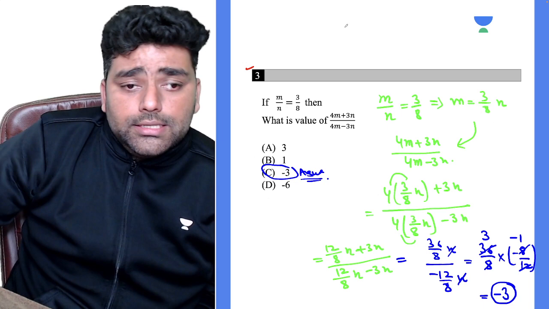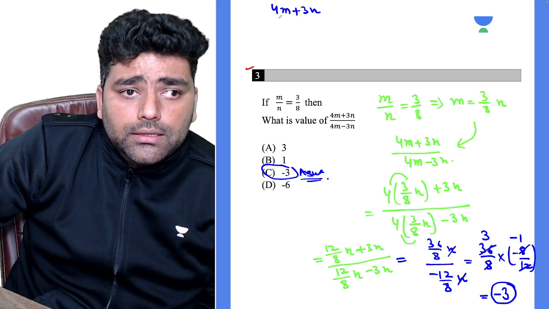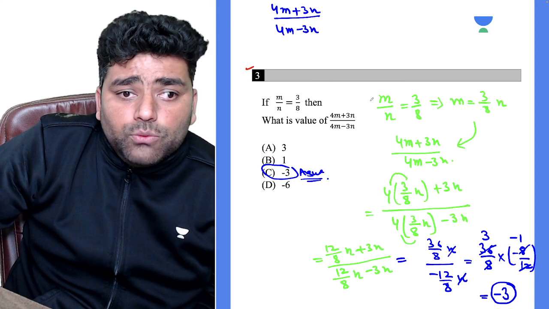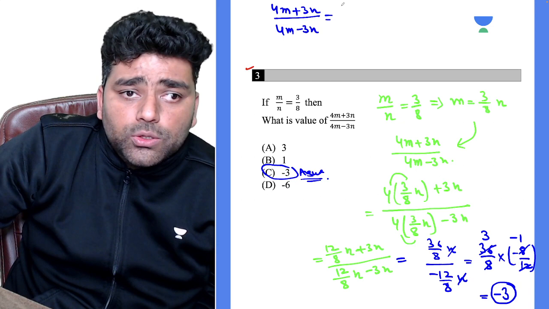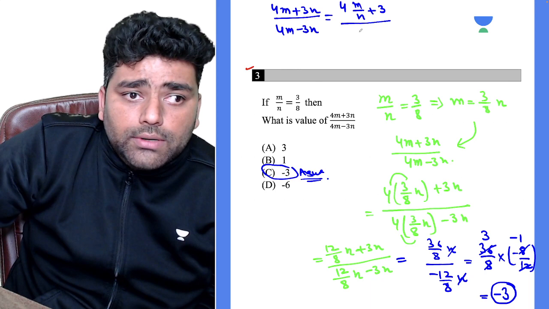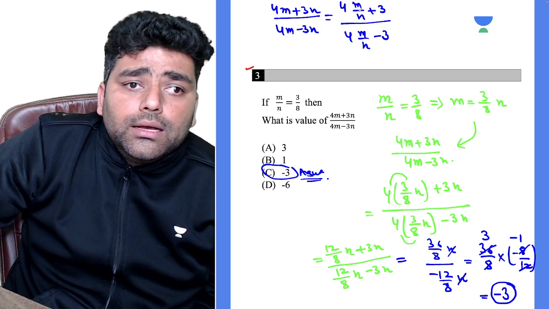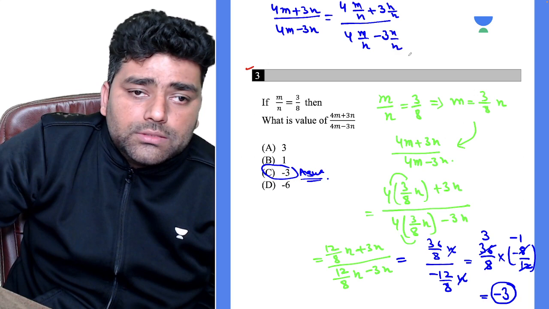So that is 4m plus 3n divided by 4m minus 3n, correct? Now, what do we know there? We know m by n. So if I divide by n here in the numerator and denominator, what do I get? 4m by n plus 3 divided by 4 m by n minus 3, because I divided by n. Or you can understand it like this. I think that works much better, right guys? Because ultimately n is cancelled by n, n cancelled by n.